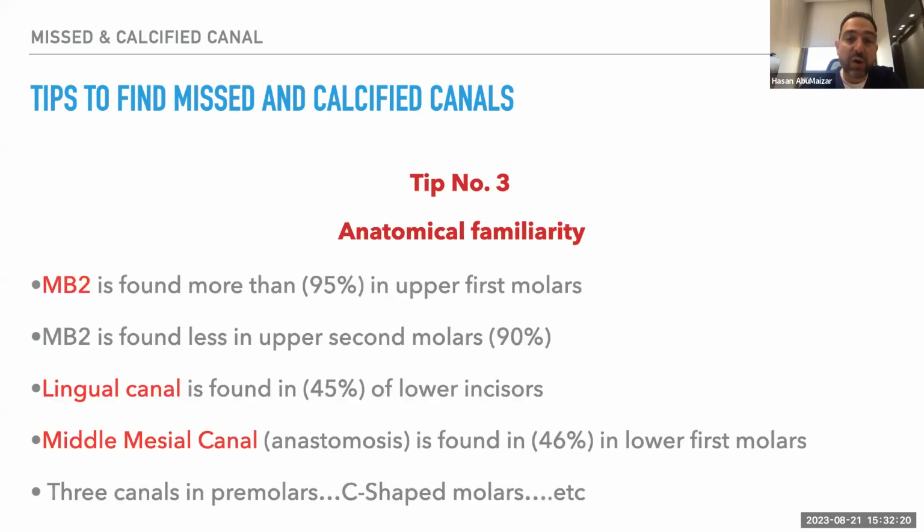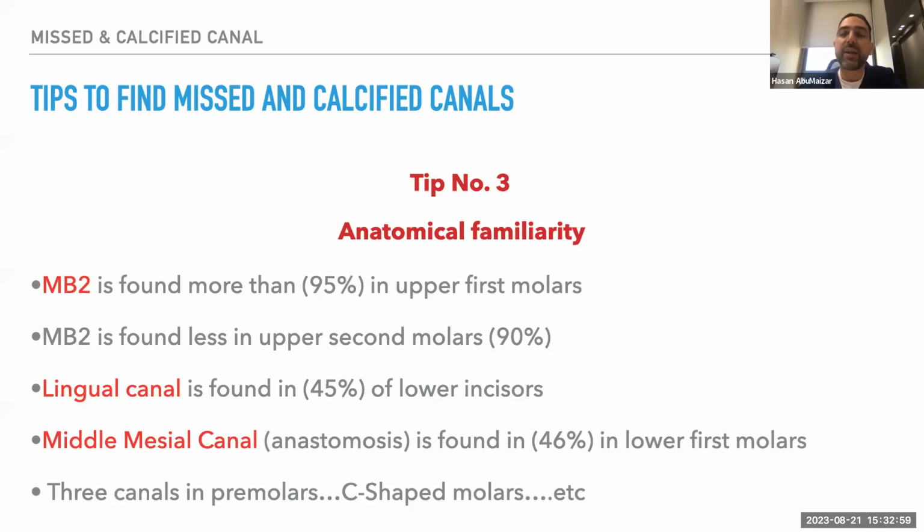Basically, we all know now that 2 mesiobuccal canals are found in more than 95% of upper molars, according to the studies. They're found a bit less in second upper molars. Lingual canals are found in 45% of lower anterior teeth, and middle mesial canals are found in almost 46% of lower first molars. And some premolars have like 3 canals. We have C-shaped molars. So basically, if we know that the upper 6 has 4 canals, then we should be looking for the 4th canal, and we're not going to miss it.